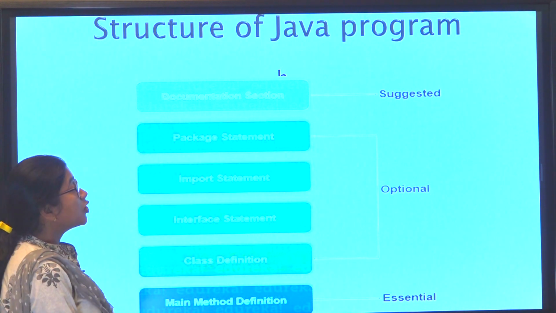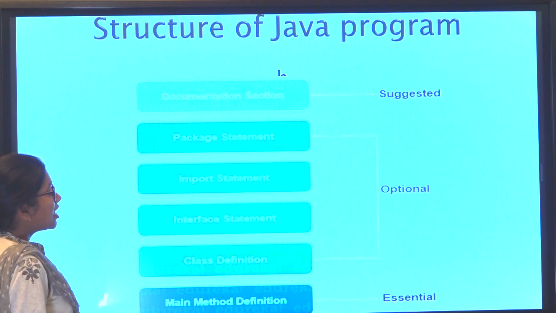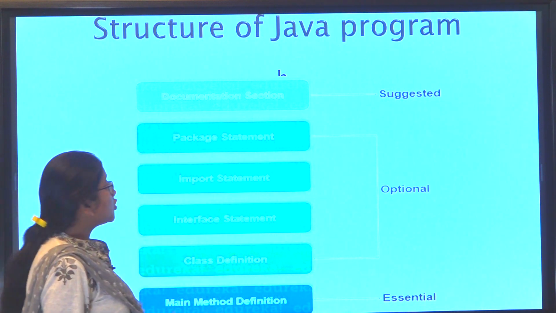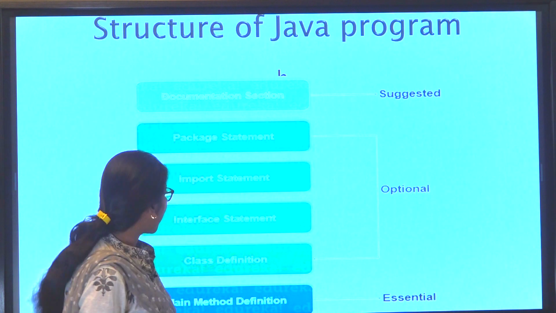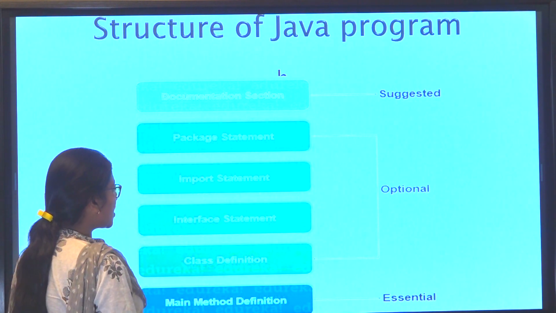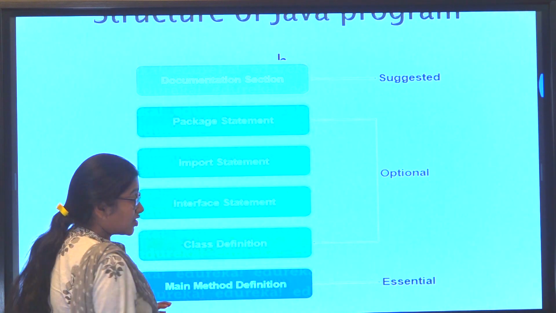First one is your documentation section, second one is your package statement, next one is your import statement. This statement is used to import what we want to use in our program, that is predefined classes in the package section. Next one is your interface statement, next one is your class definition.